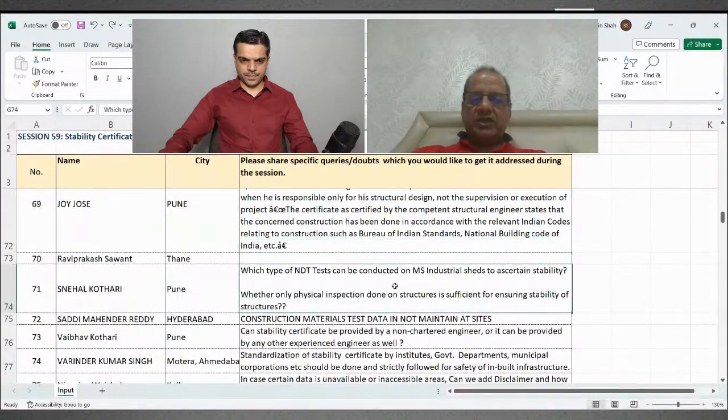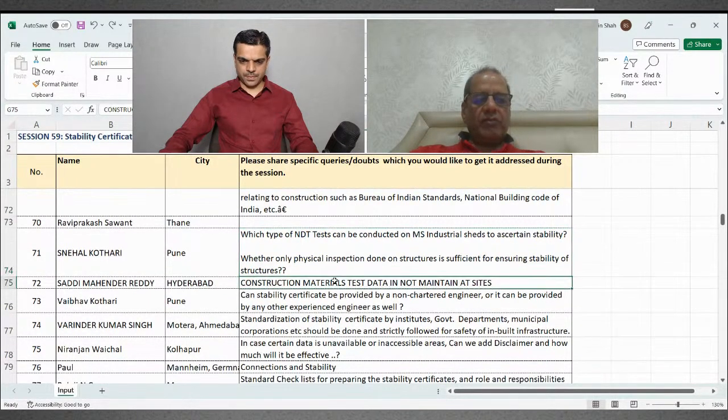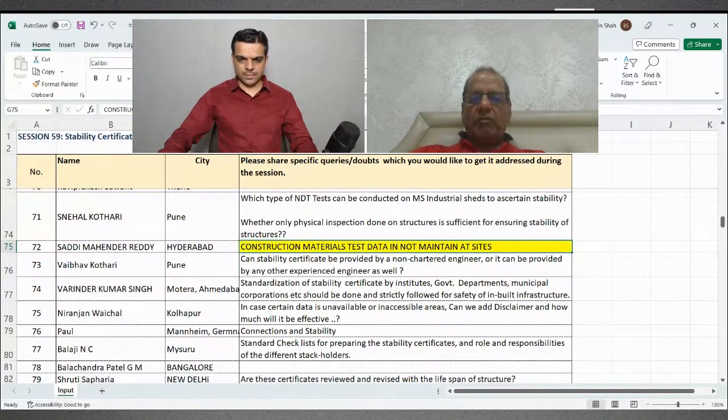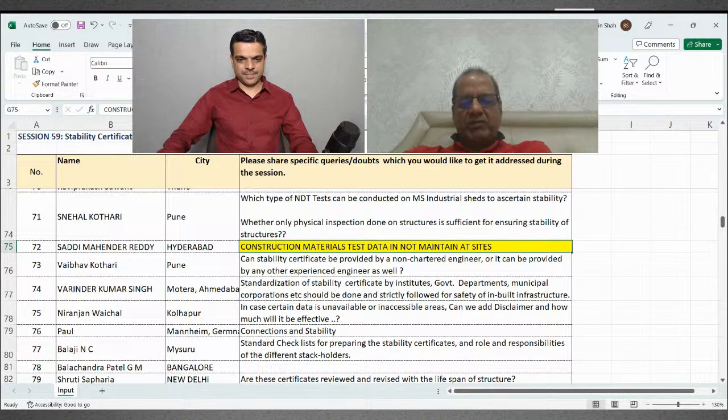What type of NDT test can be conducted? Separate topic, so we can deal with it differently. Construction material test data not maintained at site. See, it is not an issue of the structural designer. It's a matter of PMC. It's a matter of management of the site.